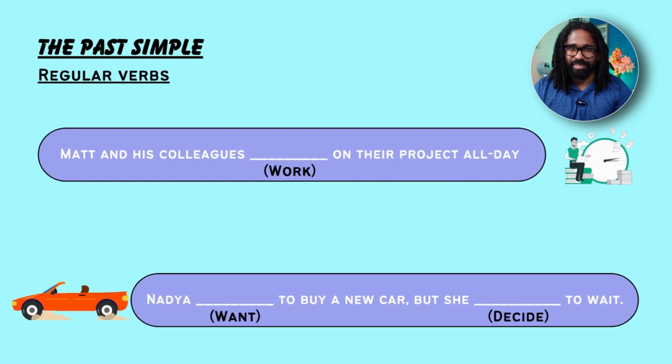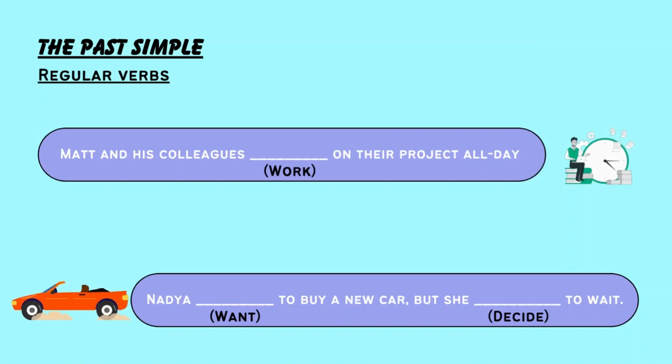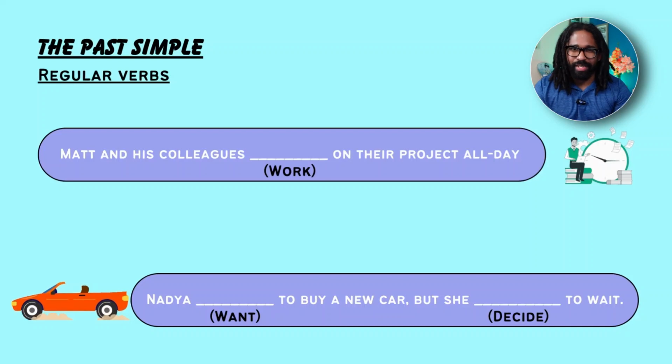Now that that's cleared up, I have a bit of practice for you. Here are two sentences. As you can see, we're missing the verb. I'll give you a couple of seconds. I want you to complete the sentences using the verb in its correct form. Okay, let's check our answers.